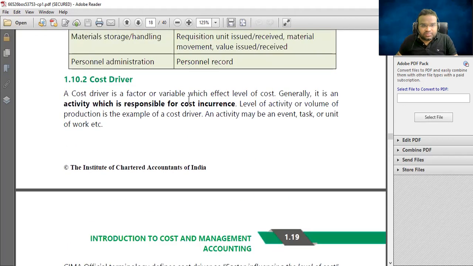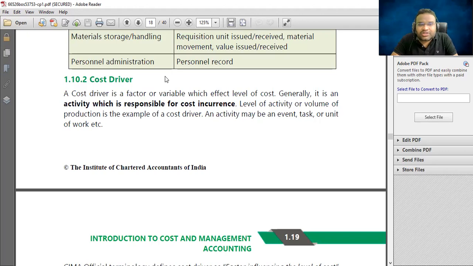Next one. Cost driver. Cost driver is a very important concept in activity-based costing. Total activity-based costing will move around the cost driver. Now, cost driver is the driver. The majority of costing terms we can understand from the name itself. Cost driver, which drives the cost. If you are driving more, cost is more. If you are driving less, cost is less.